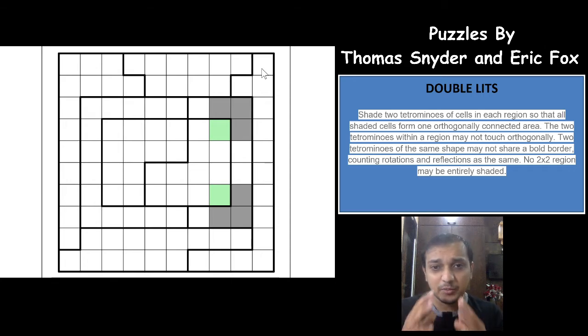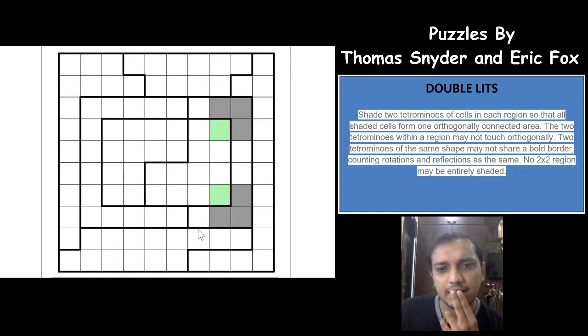I mean to say minimum 9 cells will have to be used in a region if you place two tetrominos, and you have 10 cells in this region, which means you have only 1 degree of freedom remaining, and that means that you can say shade at least 3 cells in each tetromino, right? And with that we'll continue solving this puzzle.